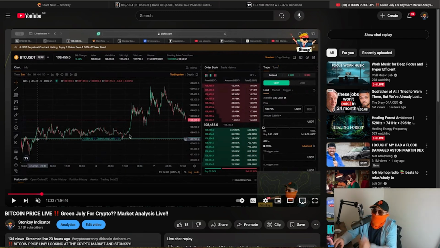So how did I come to this level? First thing I looked at, I went and looked at the weekend levels, and what I obviously looked at to come to this level was a simple sweep of the Saturday and Sunday wicks. Sweep of both of them, and obviously that's where in and around I had my long limit order set.